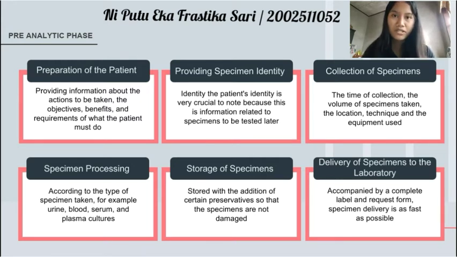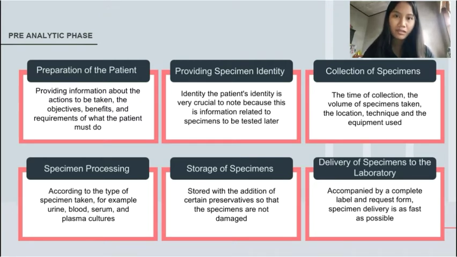Next is specimen processing. It is according to the type of specimen, like urine, blood, serum, and the other. Next is storage of the specimen, and the specimen is stored with addition of certain preservative so that the specimen is not damaged. And the last one is delivery of specimen to the laboratory. It is accompanied by a complete label and request form, and the specimen is delivered as fast as possible.